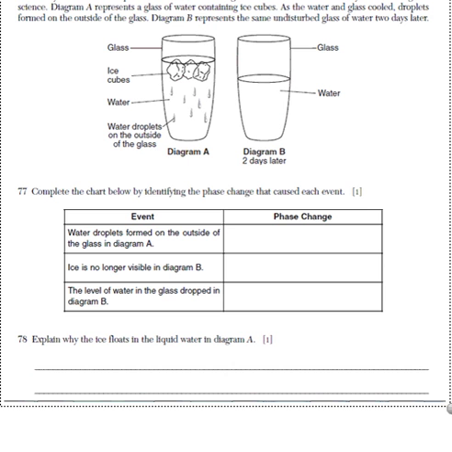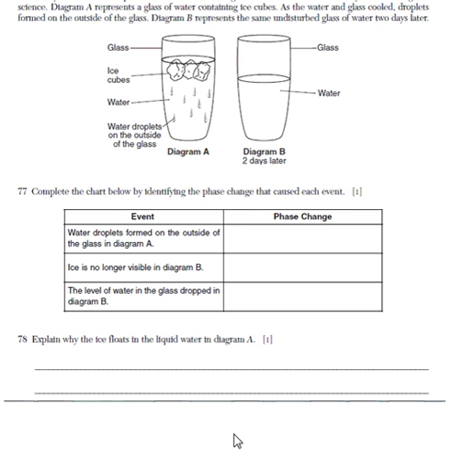Okay, this video is getting a little long, so let's look at just one more short example of the kind of things that you need to know about density. Let's just skip down here to number 78. Explain why the ice floats in the liquid water in diagram A. So we look up here, we see ice floating, and you would say something to the effect that the ice is less dense than the water.